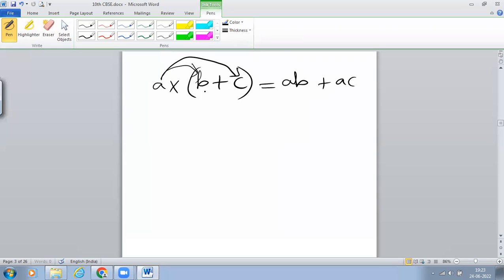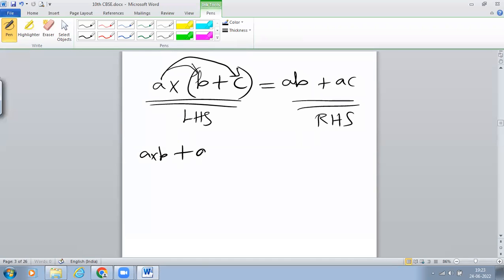Now listen carefully. This is the left hand side of the equation, and this is called the right hand side of the equation. Now I'm going to write it in the reverse direction. If it is A into B plus A into C, then we can take this A common outside, because in these two terms, this is one term and this is another term. Which is the common multiple? A is a common multiple. So we can take this A common outside.